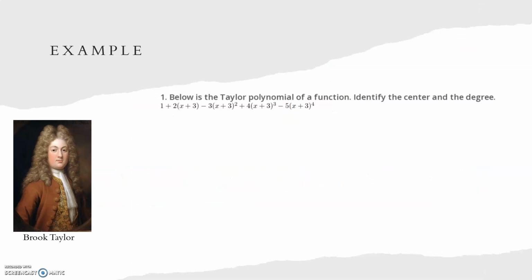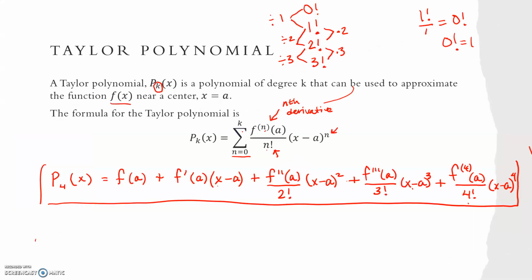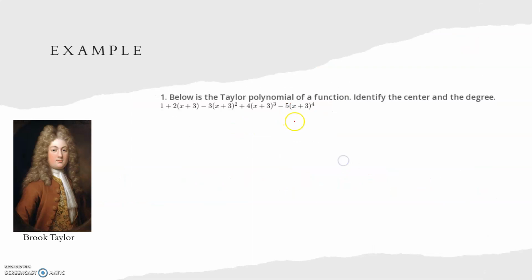All right. So here is a Taylor polynomial for some function. What is the center and what is the degree for this Taylor polynomial? So if we go back to this, our degree is going to be how far out we went. So we stopped at the degree k. So the degree is 4. And then the center, because that formula has an x minus a in it, the center would be negative 3.